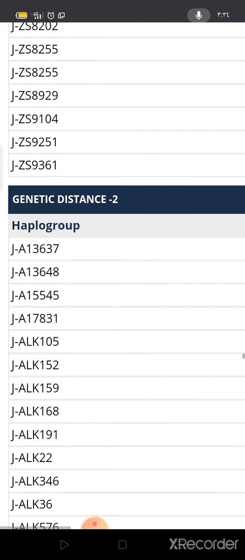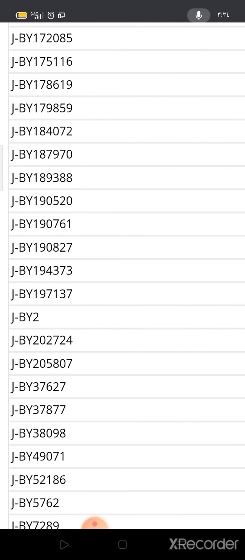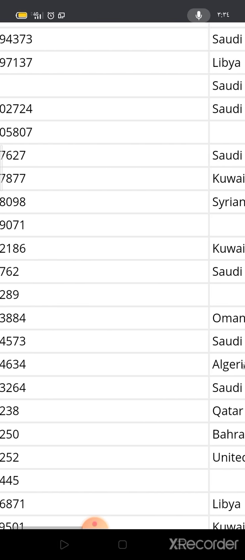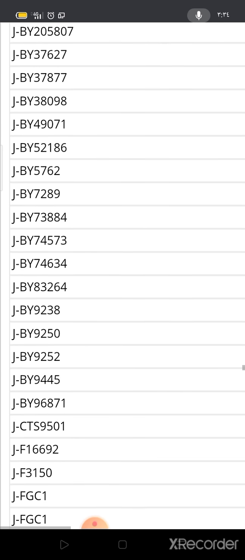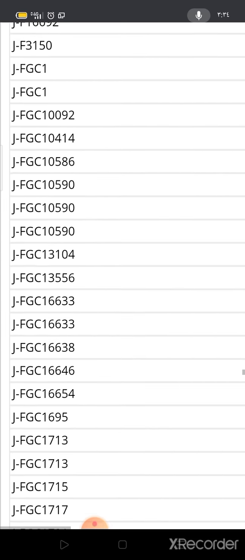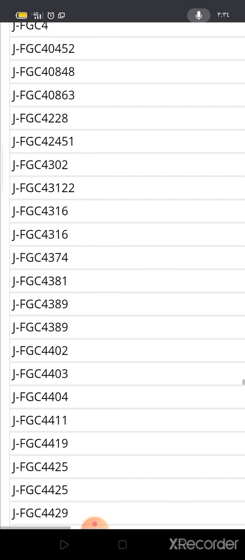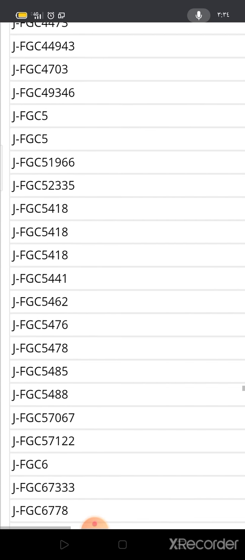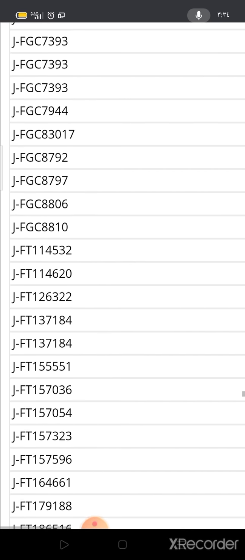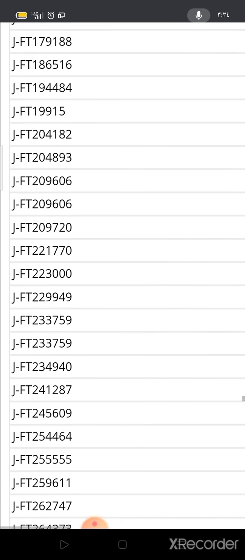Genetic distance 2, BY2, my branch, Saudi Arabia. This is for a Saudi guy, but it's in our branch BY2. Okay. FGC 7393, it's a branch from FGC 5, but it's available also in our country in Sudan, Fazara tribes.